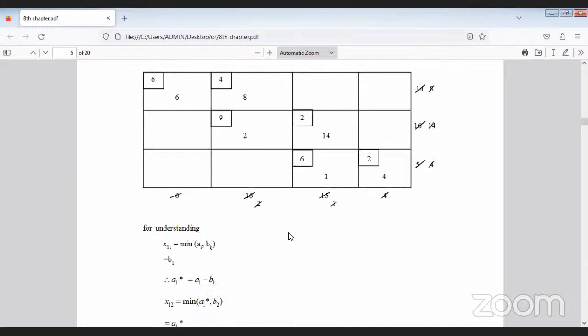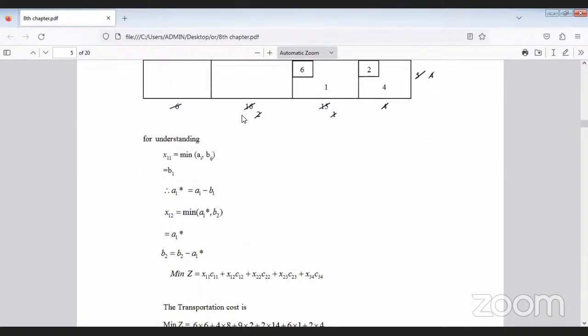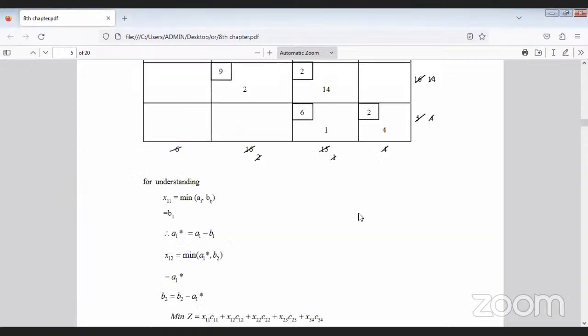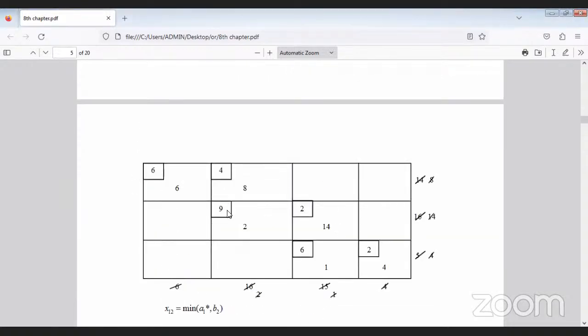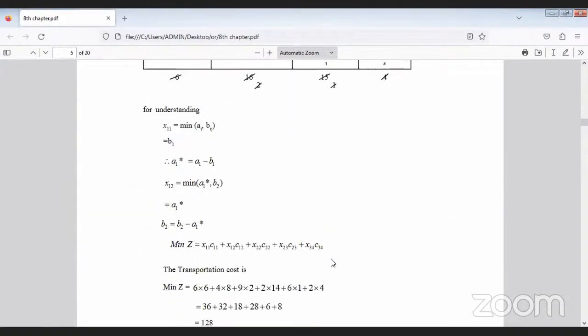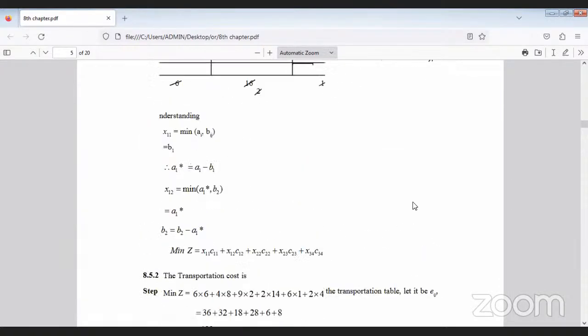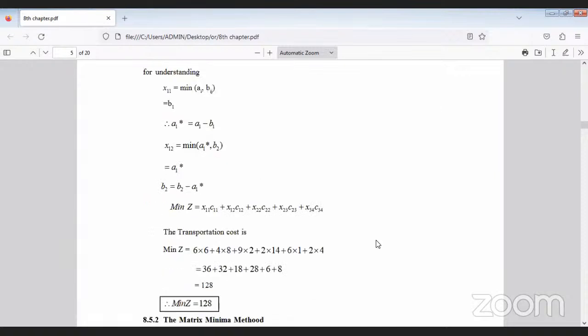Minimum z is equal to x11 c11, x12 c12, x22 c22, x23 c23, x34 c34. How much is x11 c11? 6. Then 4 into 8, then 9 into 2, 2 into 14, 6 into 1, 4. Total minimum z is equal to 128.